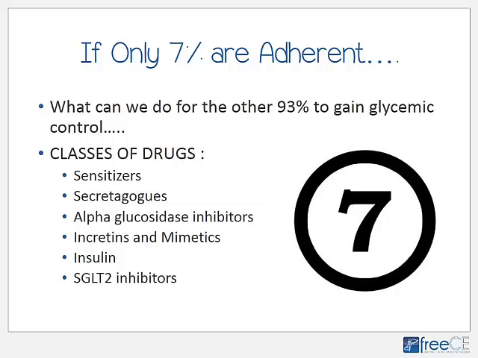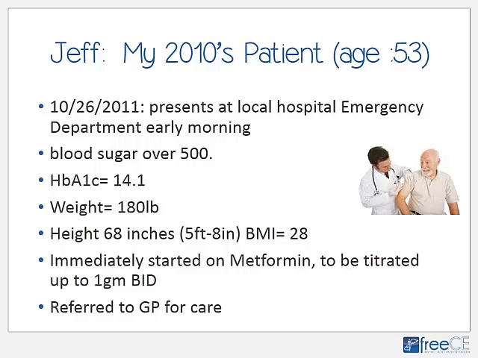We have a bunch of classes of drugs. We have sensitizers, we have secretagogues, alpha-glucosidase inhibitors, incretins and incretin mimetics, of course insulin, and the new class of drugs, the SGLT2 inhibitors. I'm going to talk about one of my patients at the store. We're going to call him Jeff, not his real name, but Jeff is my 2010 patient. Jeff's a little younger than me.